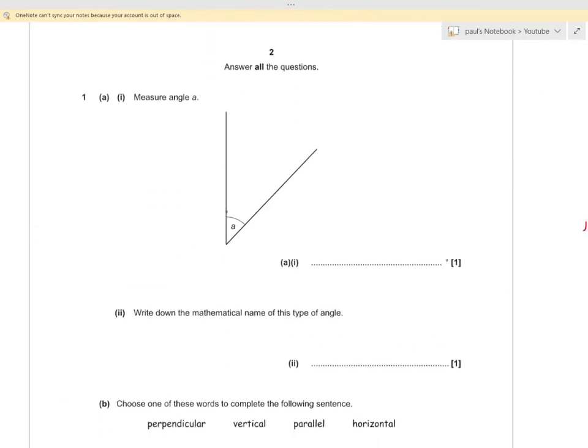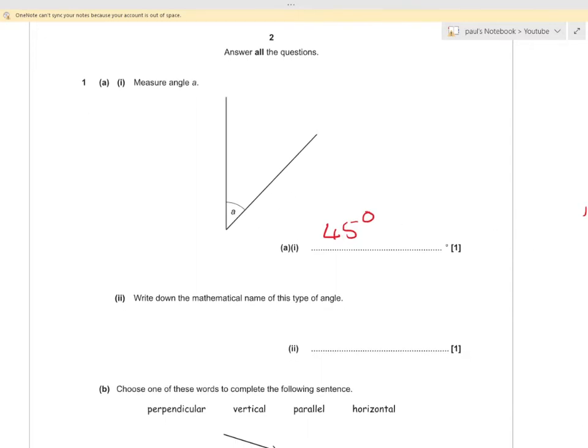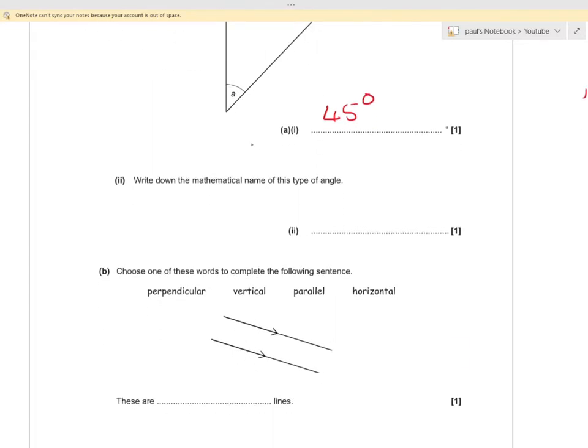Measure angle A, we use a protractor to measure that, and without measuring on the screen, it's probably about 45 degrees. But try and get it as accurate as you possibly can. Write down the mathematical name for this type of angle. Well, it's smaller than 90, so it's an acute angle.